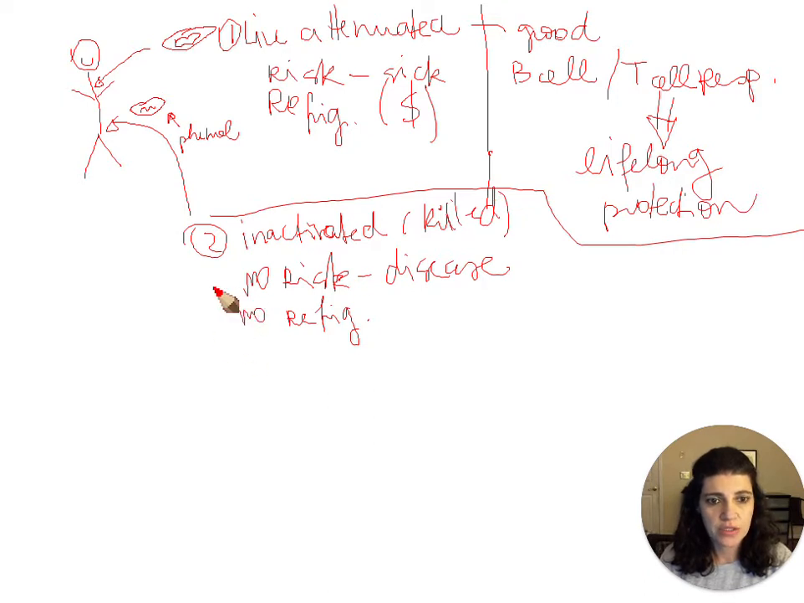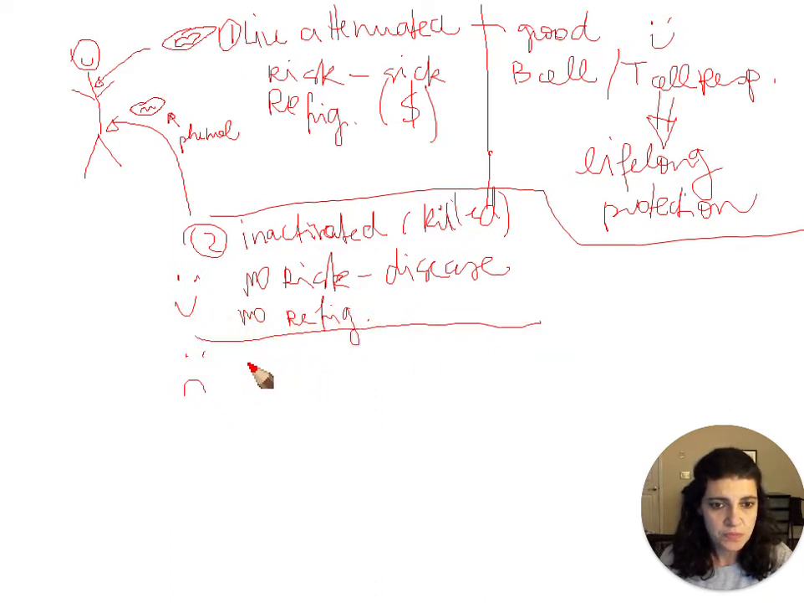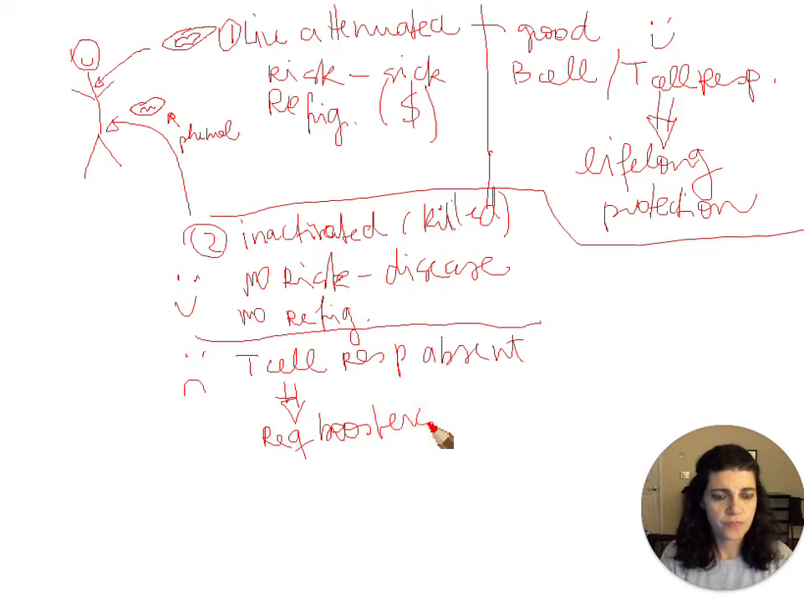So this is the good part, right? Let's make a happy face here, and let's make a happy face here. What's the bad part here? Bad part, you do not get T cell response. T cell response absent. Meaning what? You require boosters. Okay, so you need more than one dose of this type of vaccine to be able to get somebody protected.